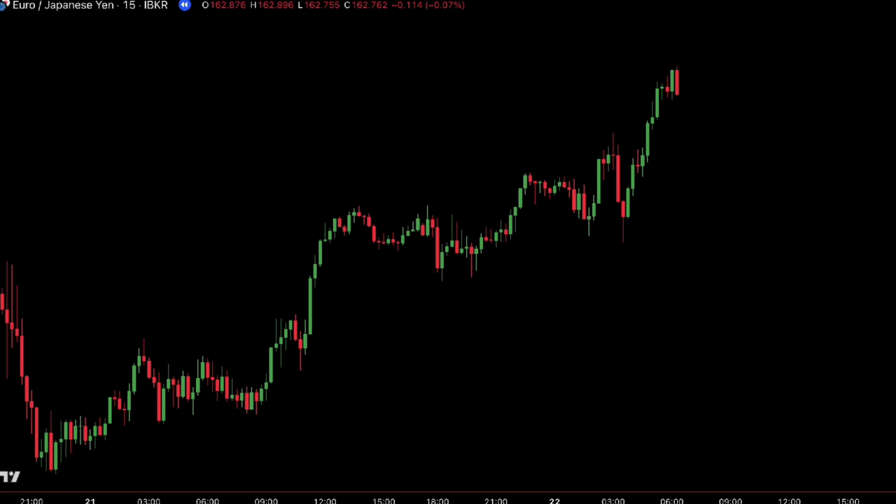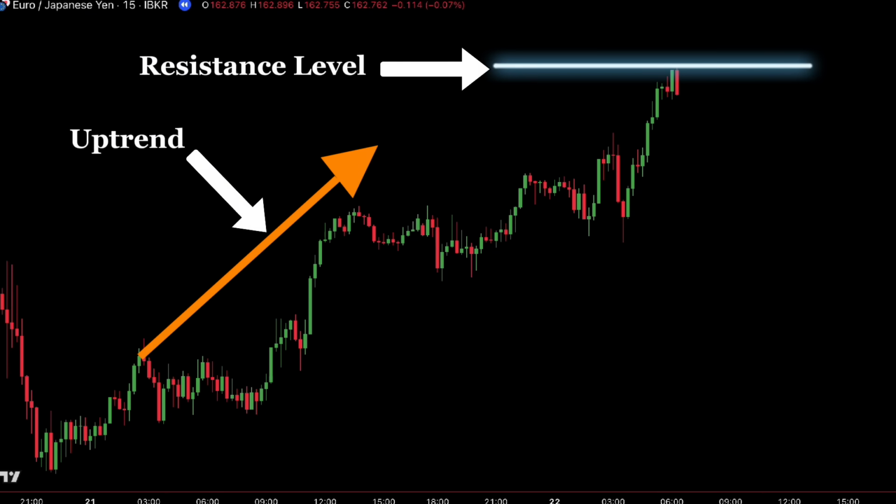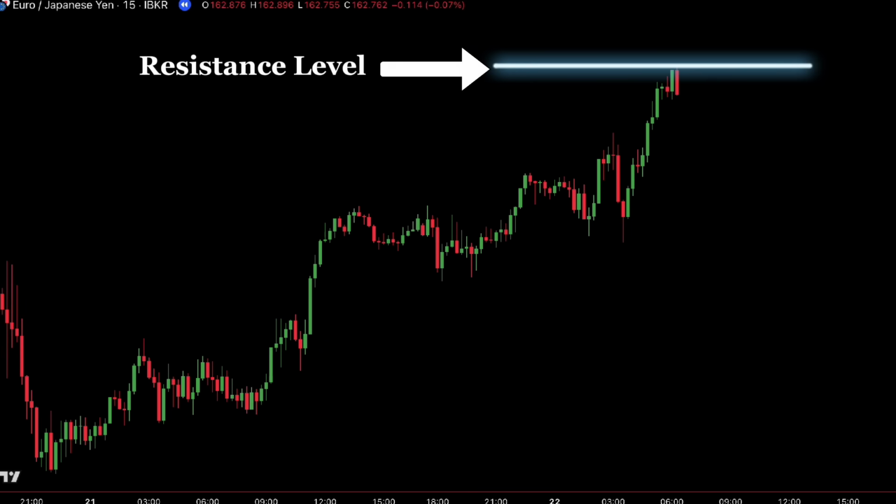Now, let me give you an example. The market is in an uptrend, forming higher highs and higher lows. As price moves higher, it eventually reaches a resistance level, a zone where sellers start stepping in. At this point, traders who bought earlier begin to take profits and new sellers enter, anticipating a reversal. At resistance, the market starts showing signs of weakness. Price slows down, candlestick wicks form, indicating rejection. This signals that the impulsive move may be ending and a retracement move is likely to begin.